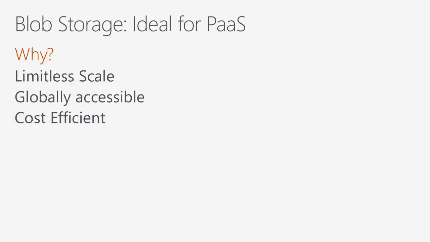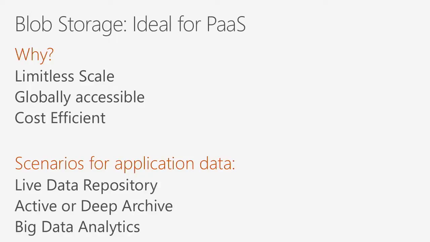All right. So blob storage. So what scenarios are great for blob storage? Again, limitless scale. It's globally accessible, so you can put this wherever your users are. It's very cost efficient. So this means it can be used for things like the live data for your application when you're storing data, but can also be used for archiving, and also used for things like big data analytics. So if you have a huge amount of data that needs to flow into somewhere and then operate on it later, it's a great source for that.